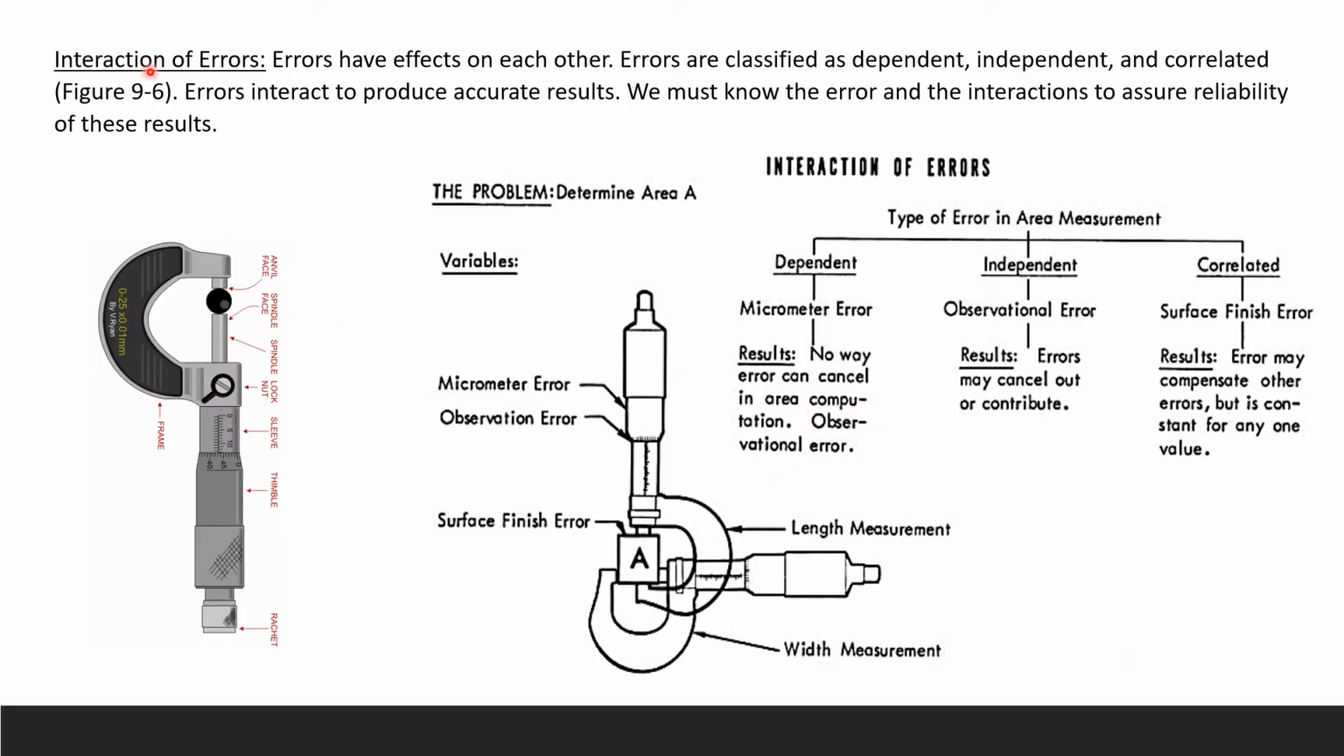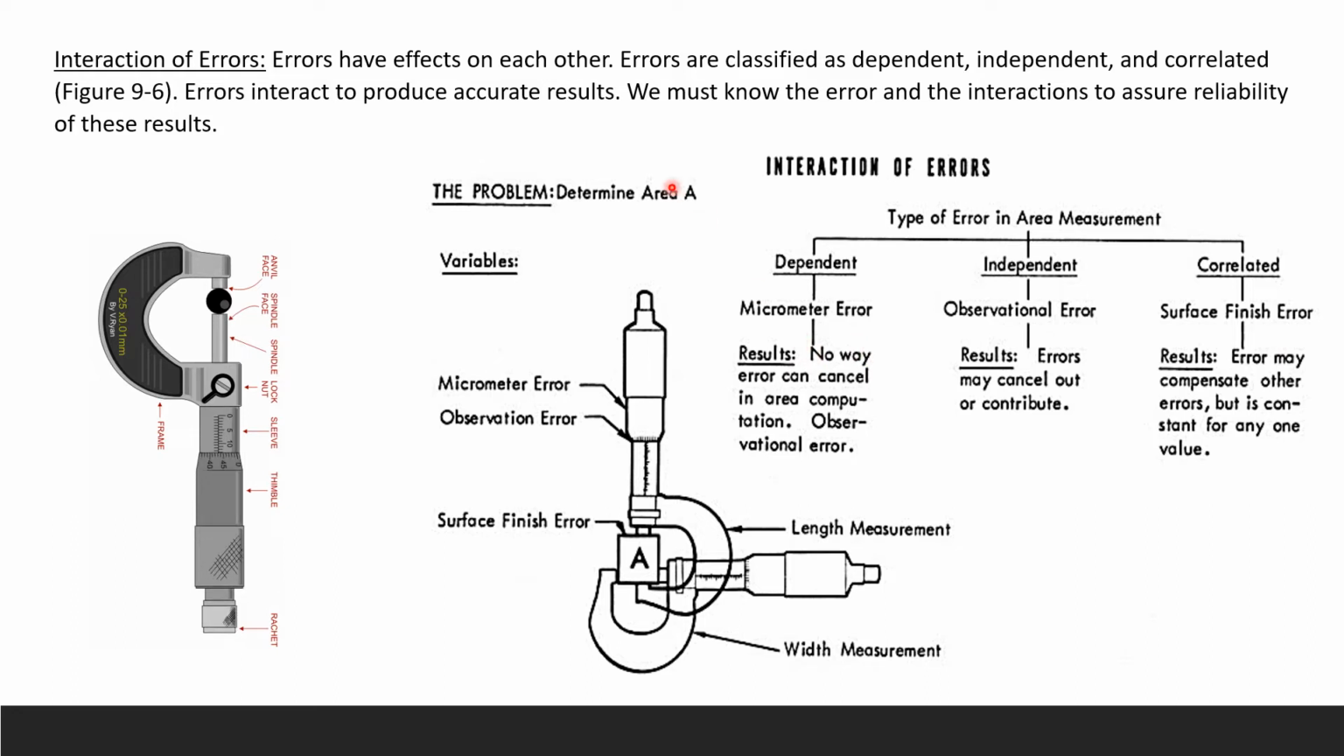Interaction error. So we have many different errors that are happening in the measurement, and they do interact. Okay, so errors have effects on each other. People living there, each person has an effect on the other person, even if you don't know each other. Just like that, errors are happening in the measurement system and they do affect each other. So errors are classified as dependent error, independent error, and correlated error. So here you can see each type is listed nicely right here in this picture.